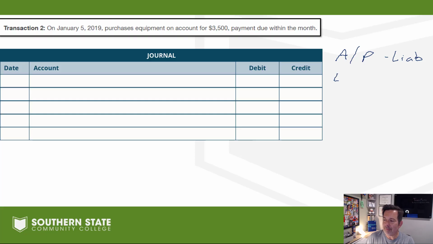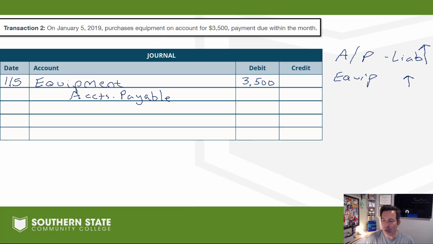We bought equipment. So our 2 accounts in play, equipment and accounts payable. They both need to go up. We have more equipment. We also owe more money to that vendor. So 1.5. Our debit will be to equipment. Assets go up on the debit side. $3,500. We need a credit. Accounts payable. Liabilities, like accounts payable, go up on the credit side.